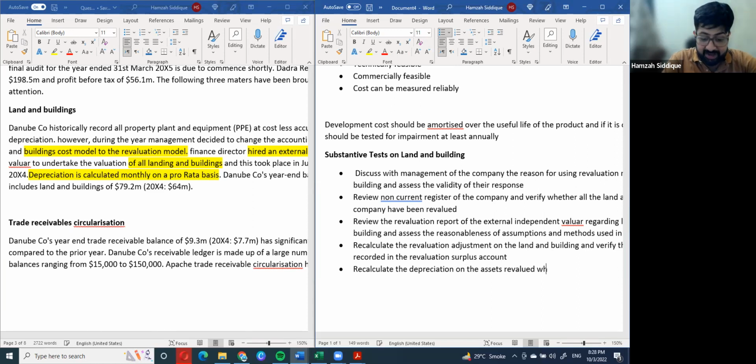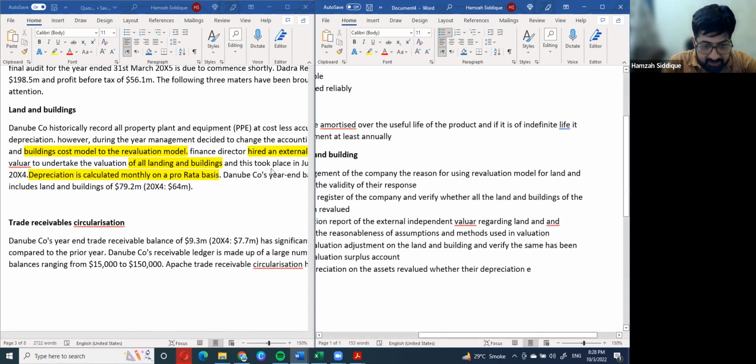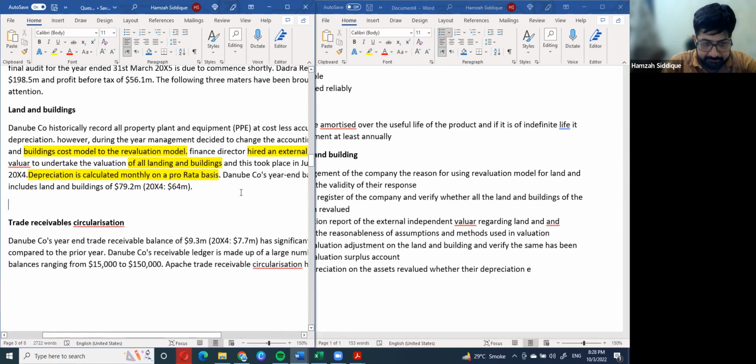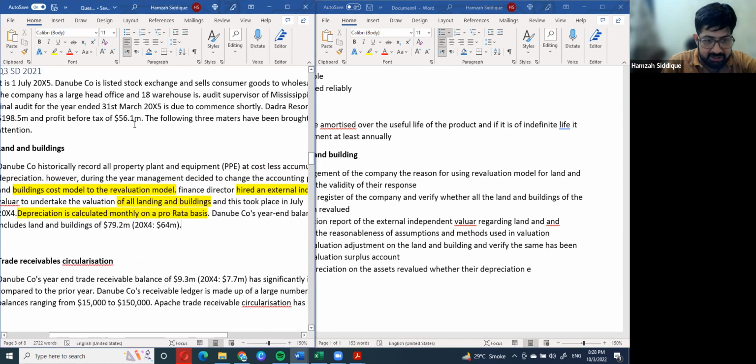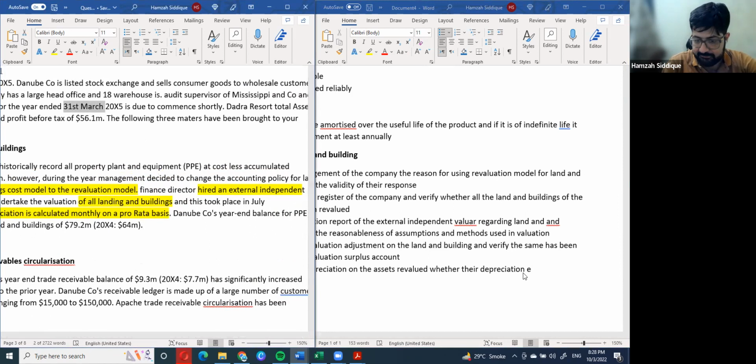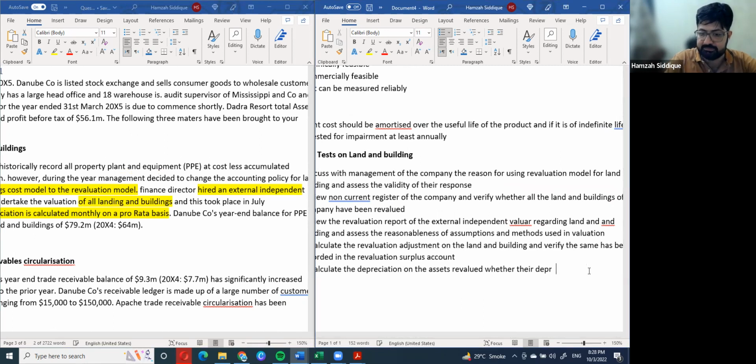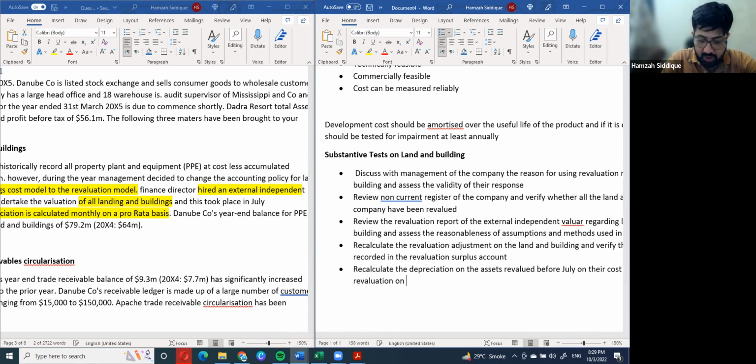You know, whether depreciation was charged from the date they were revalued? Revaluation took place in July. Right. Year end is March. You see here, recalculate depreciation before the revaluation date, before July, on their carrying values, on their cost basis, and after revaluation, on the revaluation basis, on a pro rata basis.